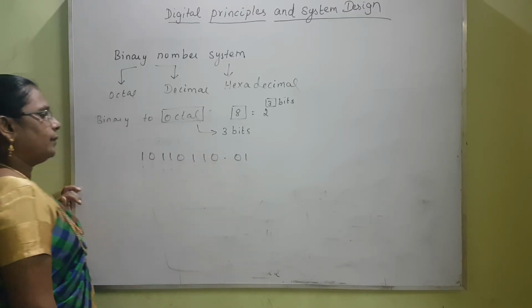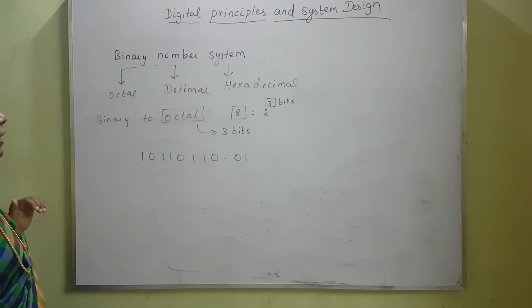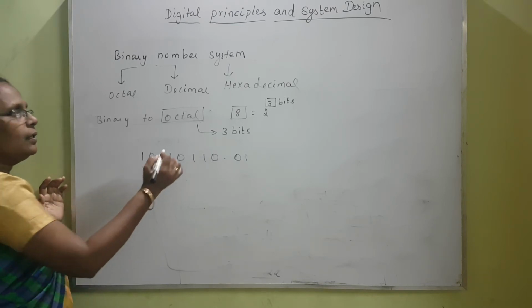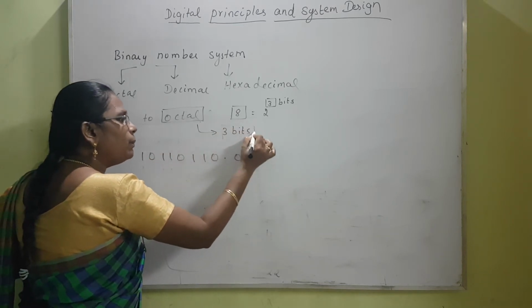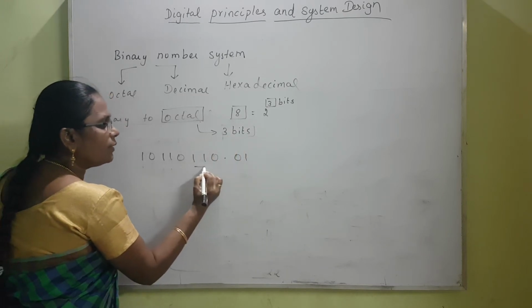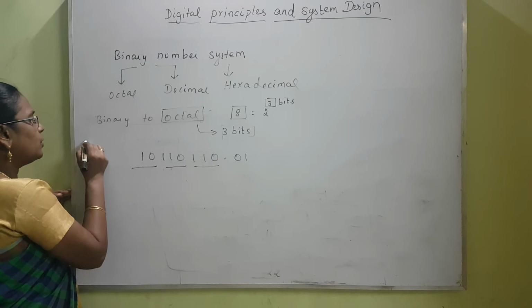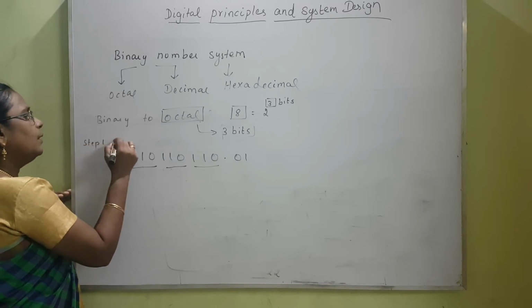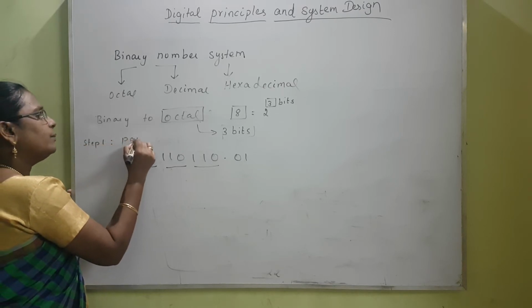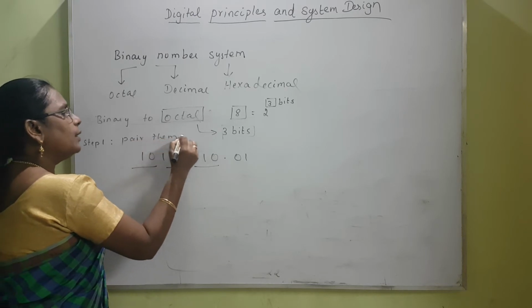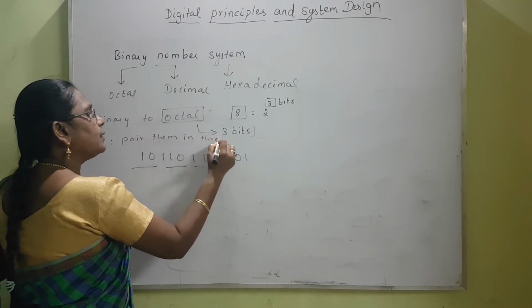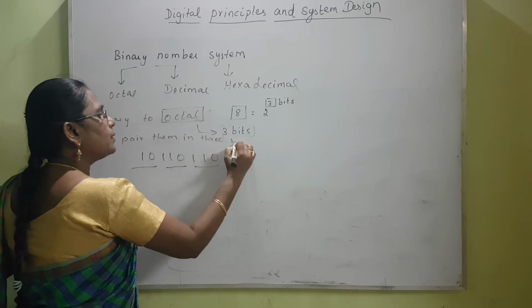So let us consider you are having a binary number 1011011 like that. Now we have to combine them as octal. It is 3 bits, so you are going to pair them in 3. Step 1, pair them in 3 bits.